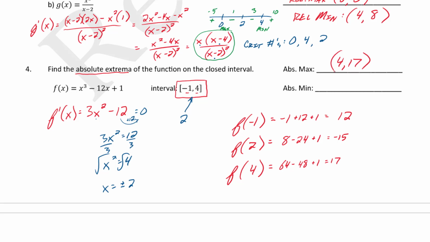And then my absolute min looked like was the negative 15 value, which was at the ordered pair 2 comma negative 15. So for the test, I'm okay with you just putting it as the ordered pairs there, since it doesn't really say if it is the location or if it says is it the value. So kind of putting both down makes the most sense. At negative 1 being 12, notice that's not really the highest point, but also not necessarily the lowest point, so that's the only one that I really didn't have to worry about doing a whole lot with.